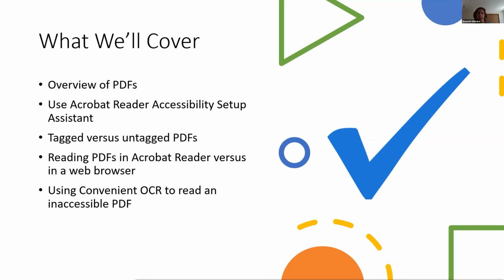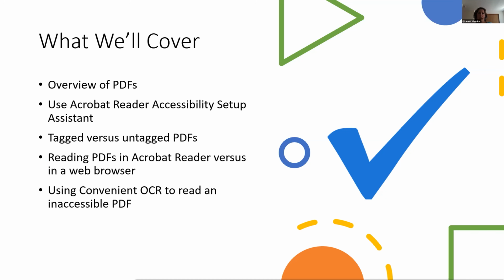So like Paul said, today we're going to just do a quick overview of a PDF. What is it? Why do people use it? I'm going to talk about using Adobe Acrobat Reader Accessibility Setup Assistant. That has a lot of settings in it. I'm going to demonstrate that for you. Tagged versus untagged PDFs. What are they, and why are tags important? What do they do for us? We're going to read PDFs in Acrobat Reader versus the web browser. Talk about why that's important and how to change those settings.